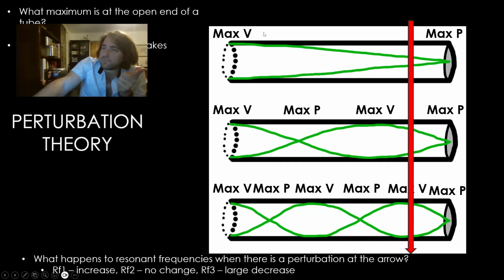But then remember that a max V is not the same thing as a max P. They're totally different. Max V is frequency down, max P is frequency up. Max P is the same thing as velocity node.